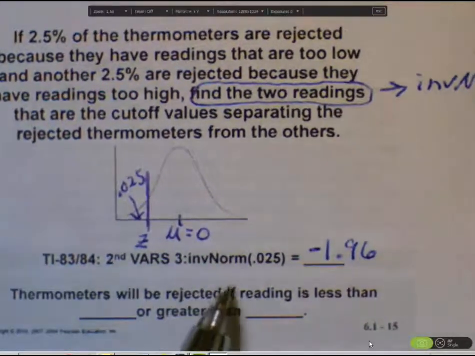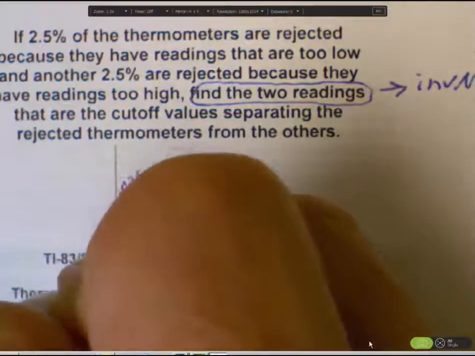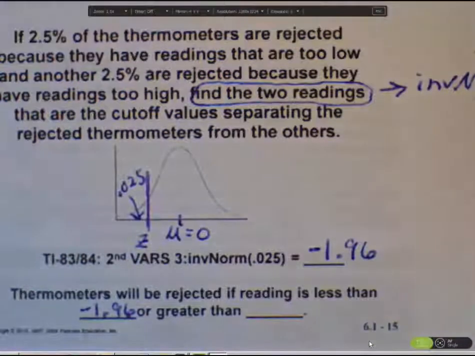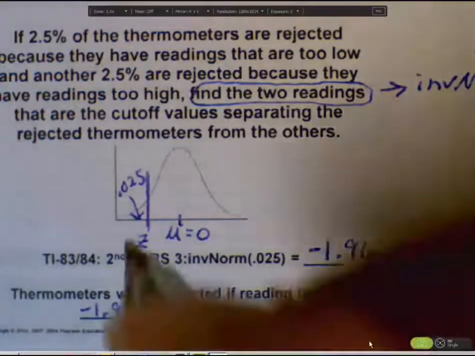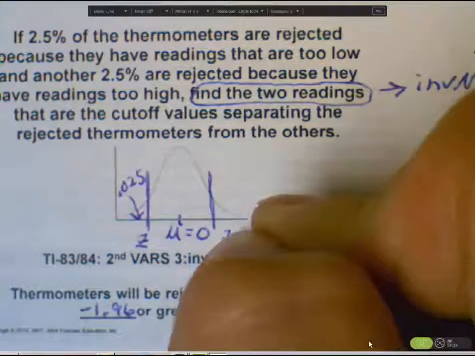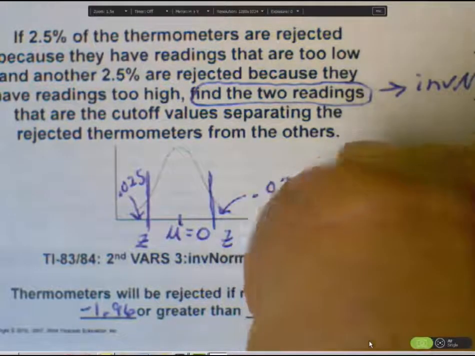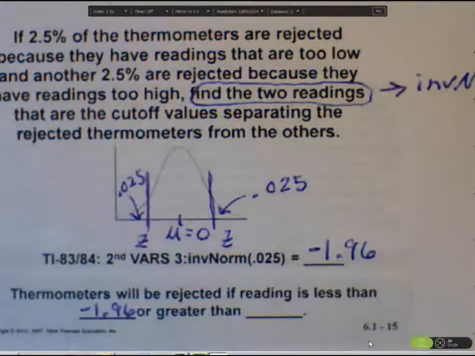Thermometers will be rejected if readings are less than negative 1.96. And I could do something similar to find the upper cutoff score that only has 2.5% above that. Now there's two ways to find this, and you just need to be careful.